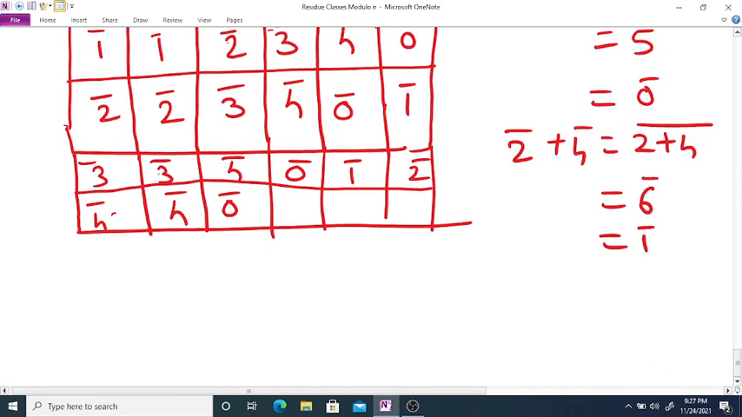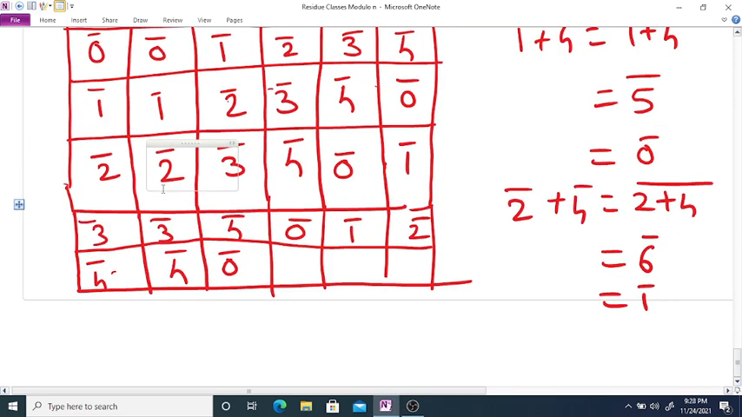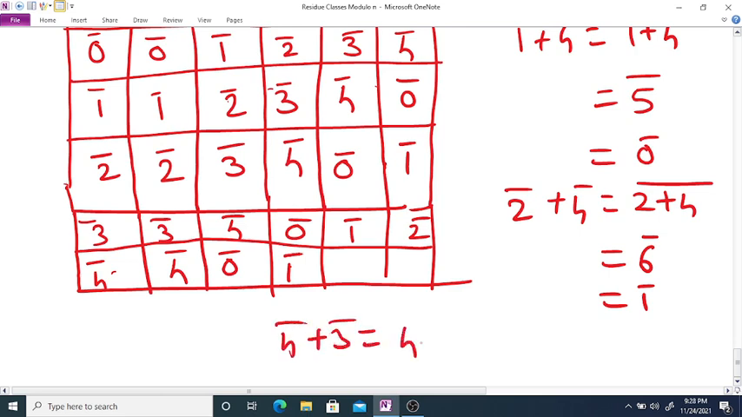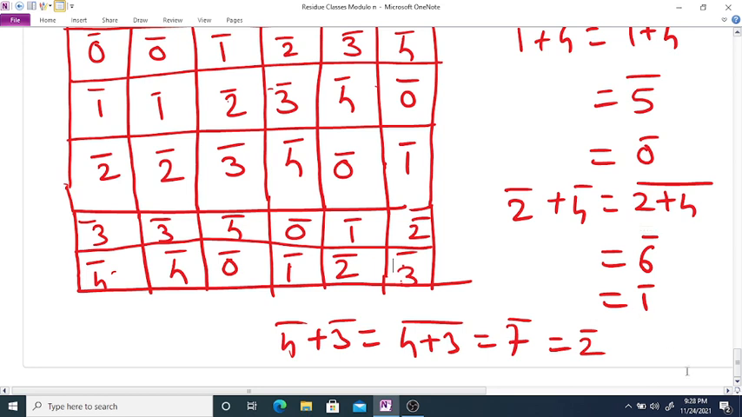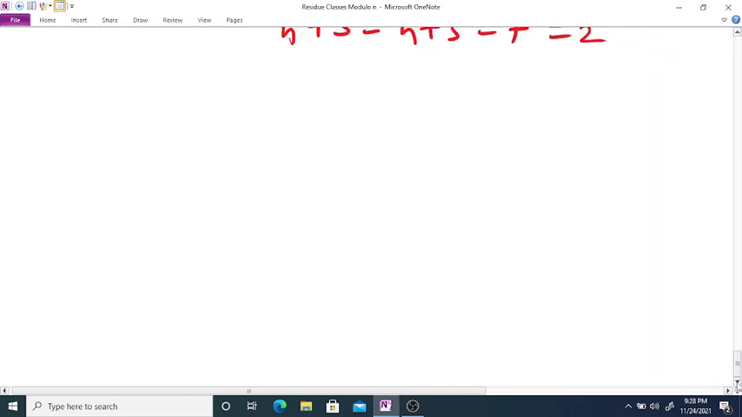4 bar plus 2 bar is equal to 6 bar, 6 bar is what? 1 bar. 4 bar plus 3 bar is equal to 4 plus 3 bar which is 7 bar, which is equal to 7 is what? 2 bar. And next, 4 bar plus 4 bar is 8 bar, 8 bar is again modulo 5 is what? 3 bar. So now this is the addition table for Z5.